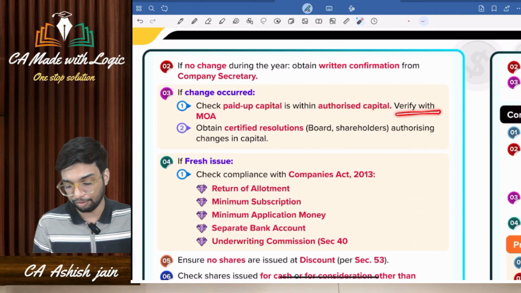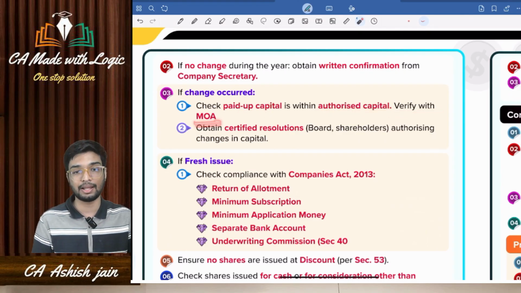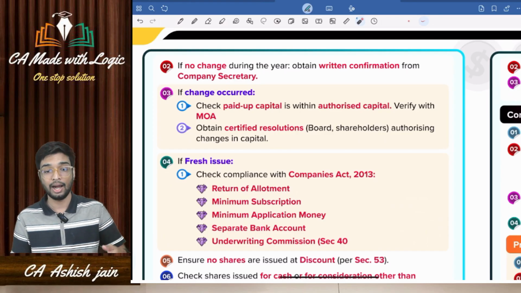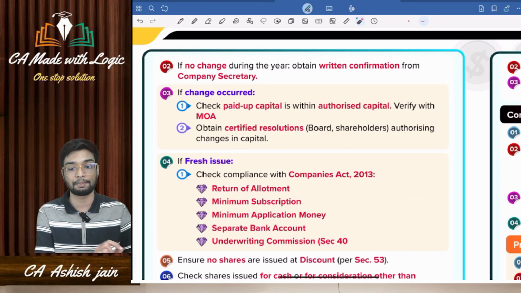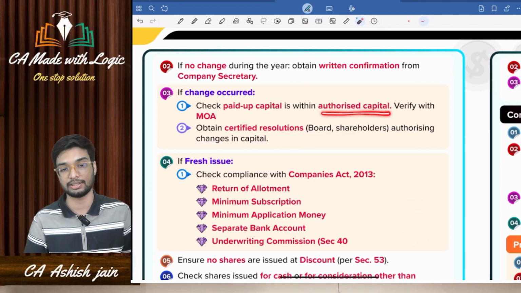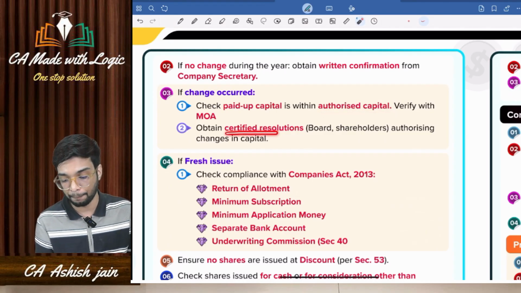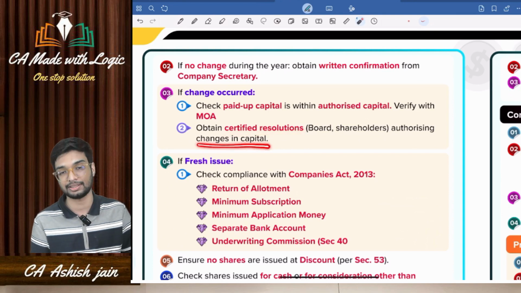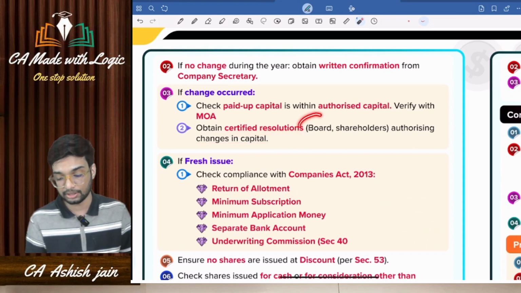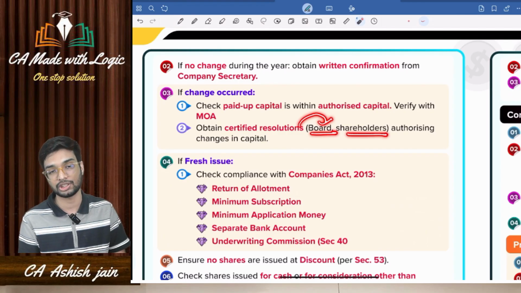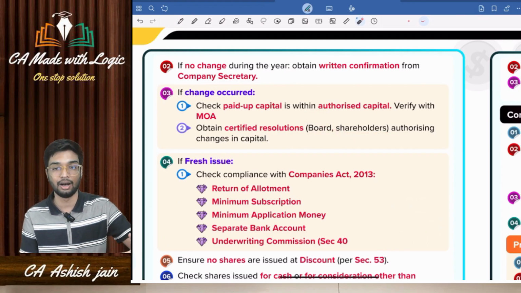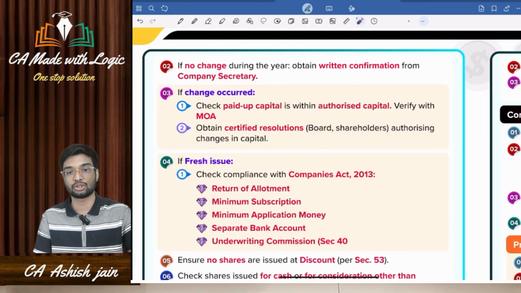The auditor has to verify and see the memorandum of association, and check whether the paid up share capital is within the authorized capital. If there is any change in the capital, then he needs to obtain a certified resolution. Certified resolutions are nothing but the minutes of board or shareholders meetings, which he has to take and check.